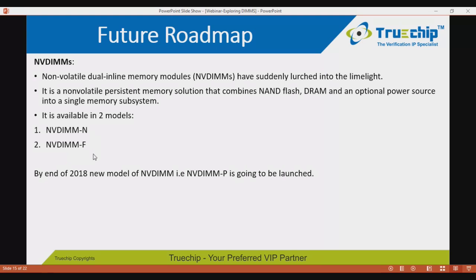An application of the non-volatile DIMM card is that it may be used to extend the system memory or supply high performance storage. By the end of 2018, another type of DIMM, NVDIMM-P, is to be launched.